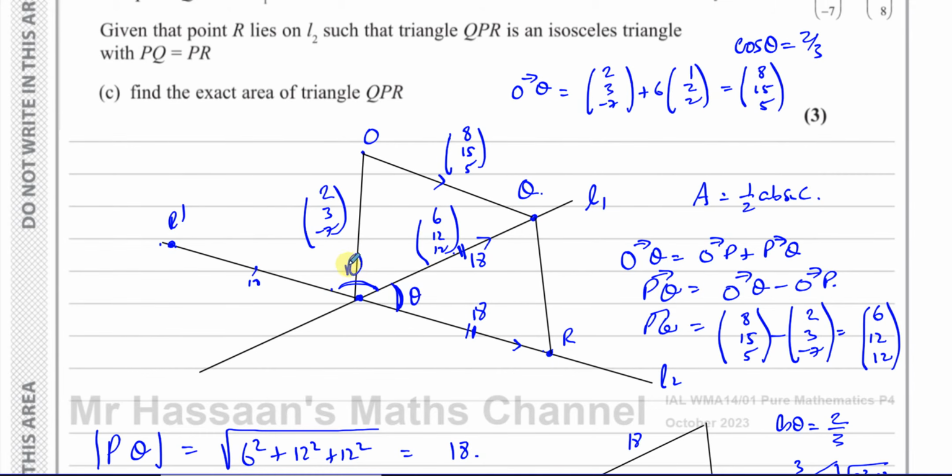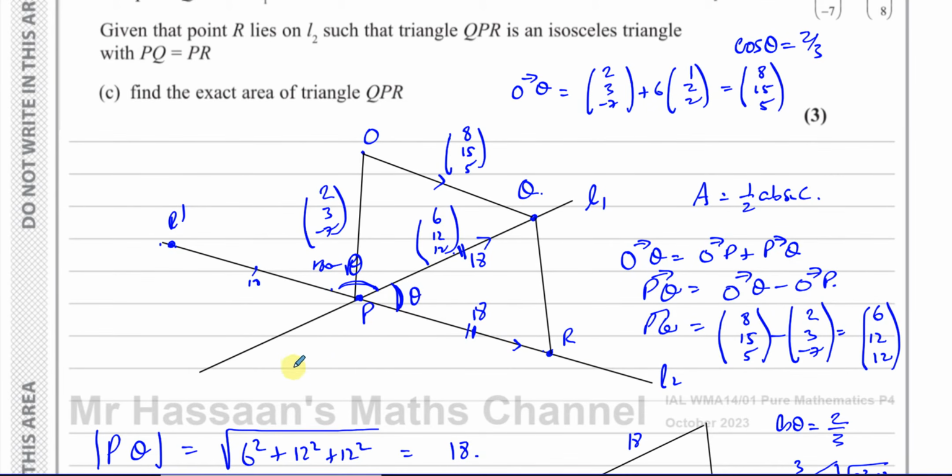So this angle would be 180 minus theta, and the sine of that angle would be the same. So it would be a half times 18 times 18 times the sine of 180 minus theta, which is the same as the sine of theta, because we know that the sine of an angle is equal to the sine of 180 minus the angle. So that would give us the same triangle basically. So R could be in either one of these two places.